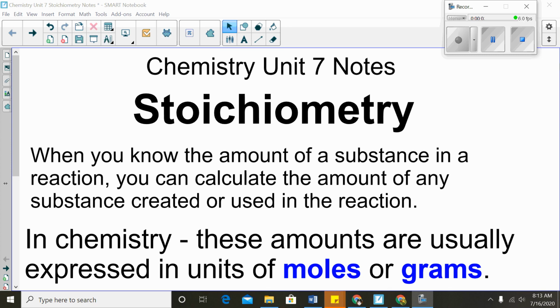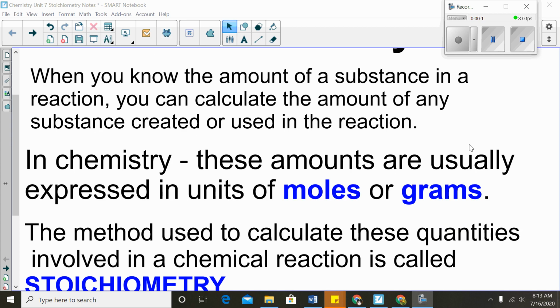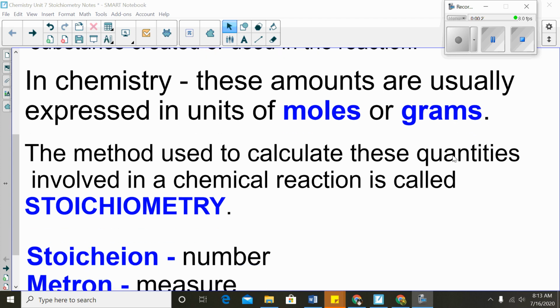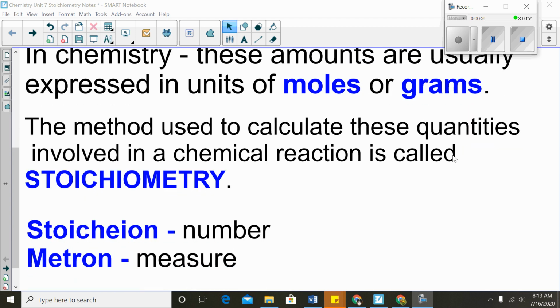This is Chemistry Unit 7, Stoichiometry. When you know the amount of a substance in a reaction, you can calculate the amount of any substance created or used in the reaction. And in chemistry, these amounts are usually expressed in units of moles or grams. The method used to calculate these quantities involved in a chemical reaction is called stoichiometry. And just to break that word down, stoichion means number and metron means measure.